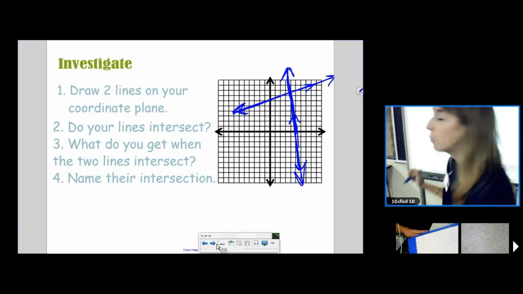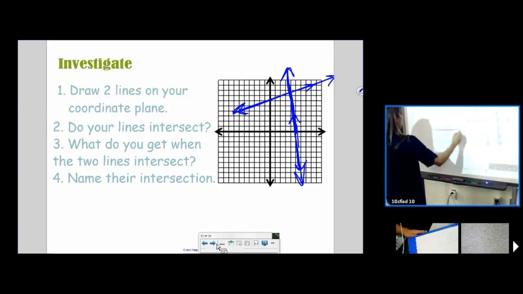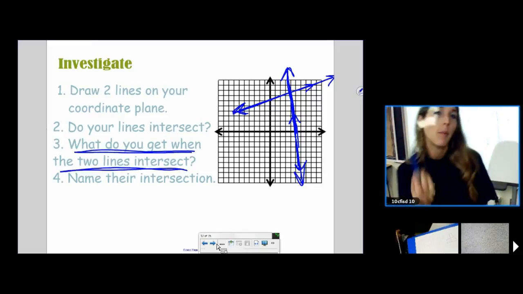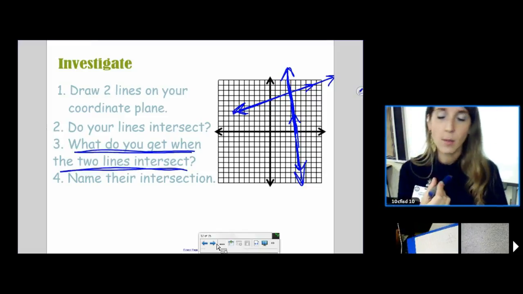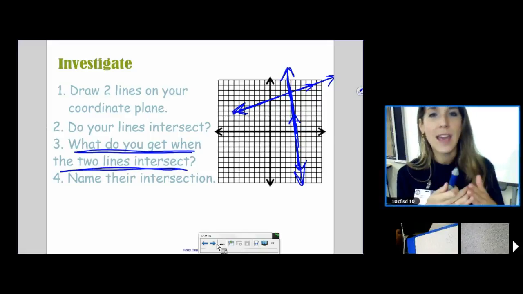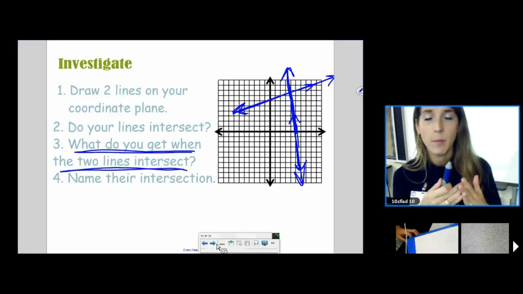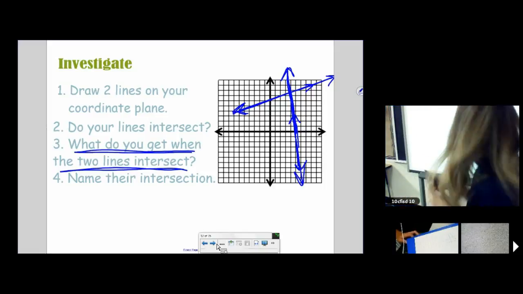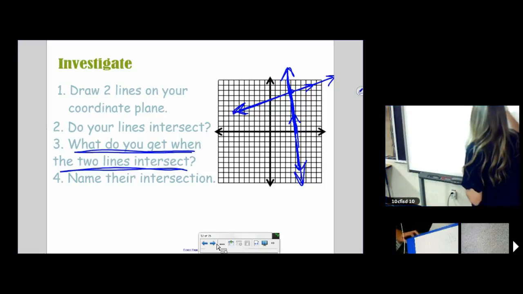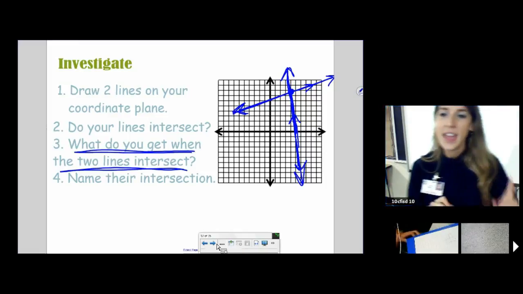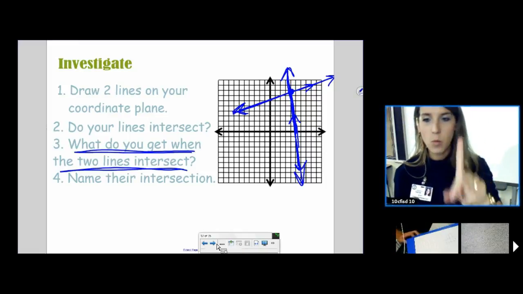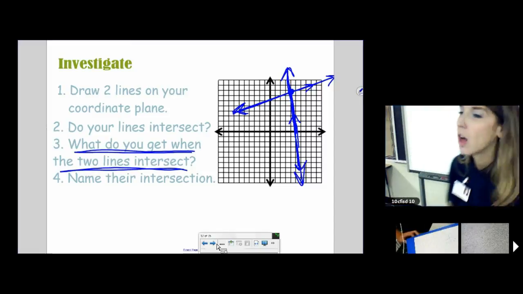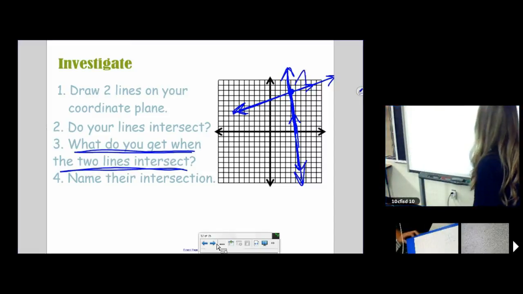Now, what do you get when 2 lines intersect? Do they intersect in a point, in a line, in a plane, in a ray, in a segment? What do you get when 2 lines intersect? Point, line, plane, segment, ray? You're right. When 2 lines intersect, they intersect in exactly 1 point. And you could call it something. There you go.